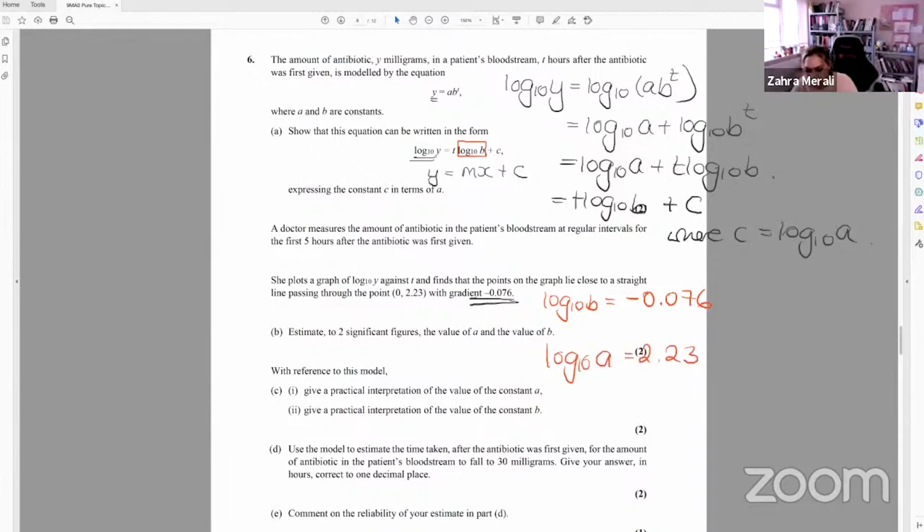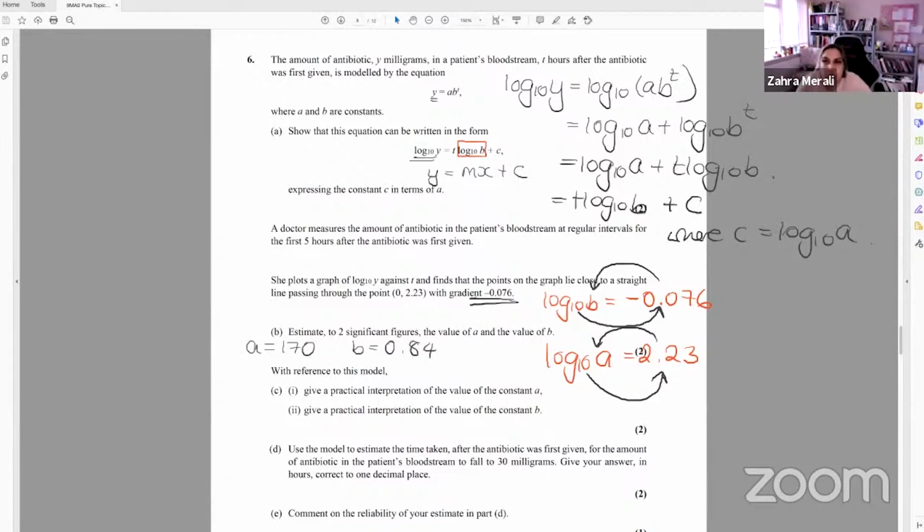Now remember to open that out and get a and b on their own. It's 10 to the power of that equals b. And then 10 to the power of 2.23 equals a. You plug those both into your calculator, and to two significant figures, you get 170 and 0.84.